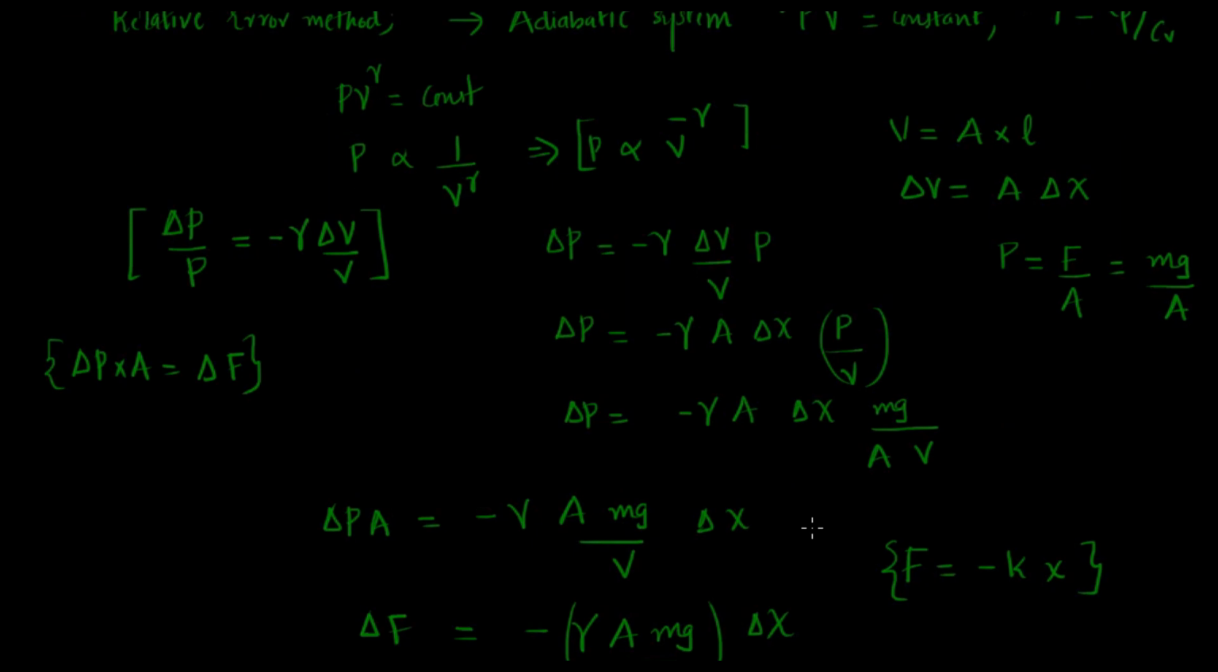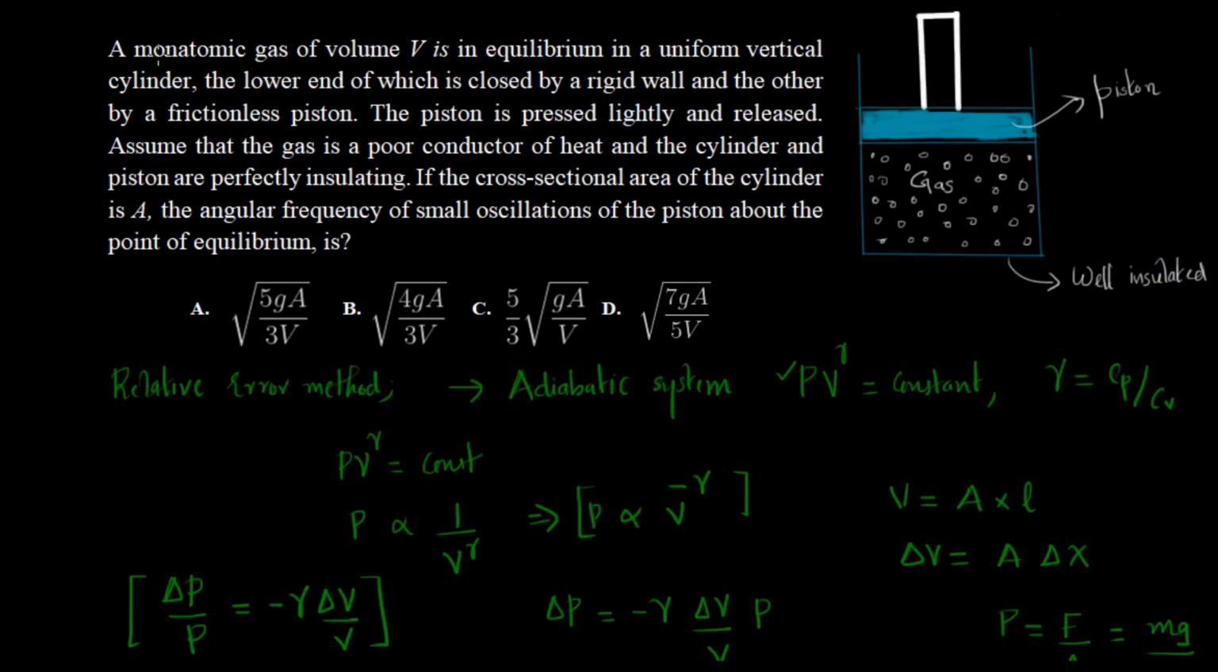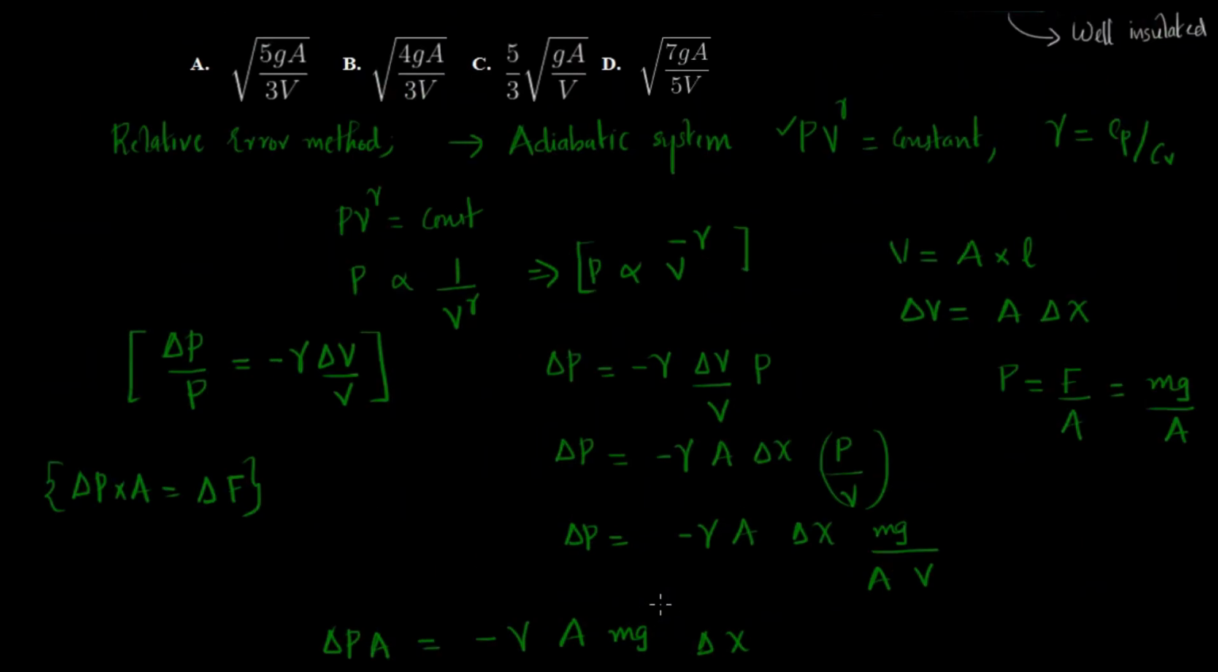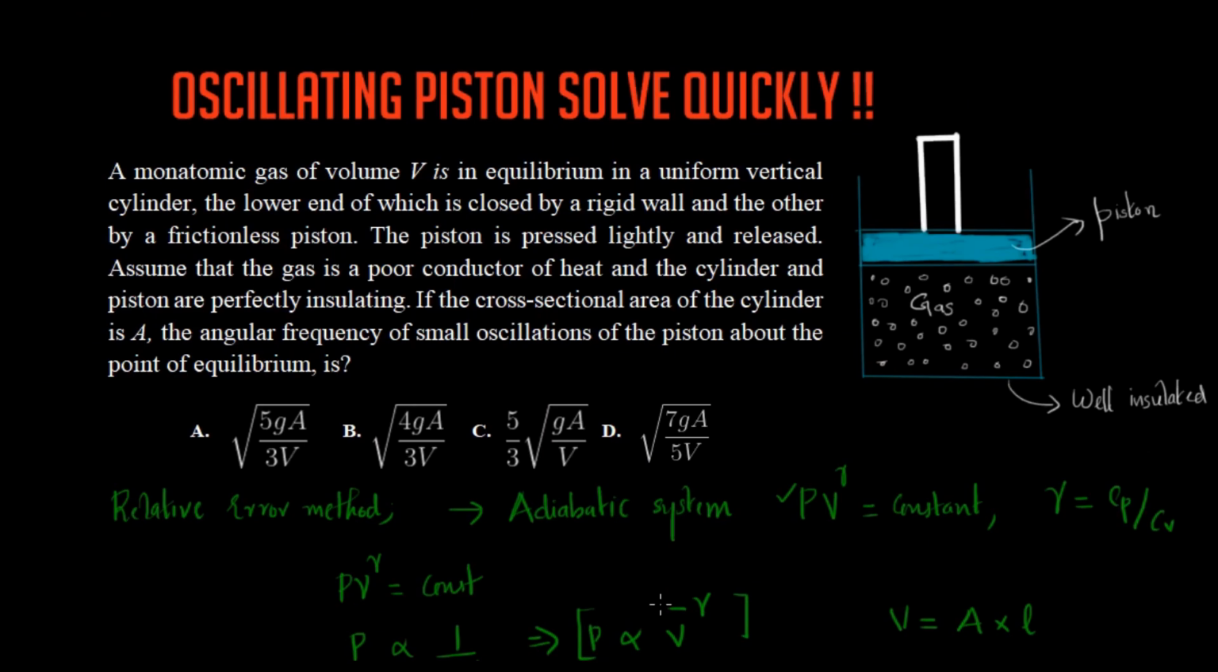So let's go back to the question itself. The question is given for a monoatomic gas, right? For a monoatomic gas, gamma is 5 by 3. So we just substitute here. Omega will be equal to square root of 5 by 3 g A by V. So this is the answer for this oscillating piston problem. So option A will be the correct answer.